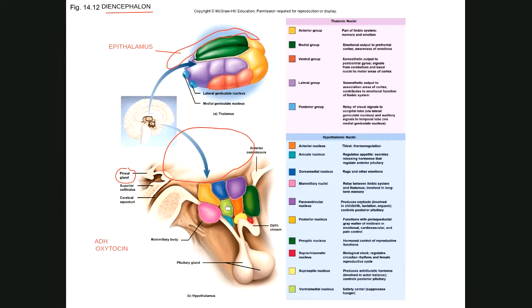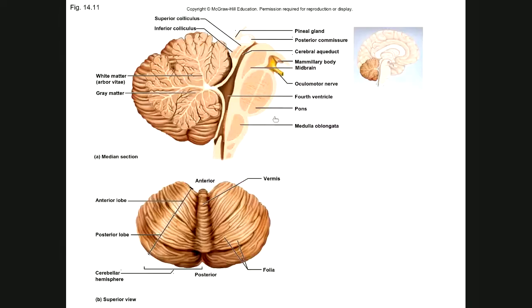So that covers the three most important parts of the diencephalon. But now let's move on to this next part of the brain. We saw already the cerebrum, and then the diencephalon. But let's take a look at this next important part of the brain. This part that you see on the figure is located posterior and inferior to the cerebrum. It's called the cerebellum.